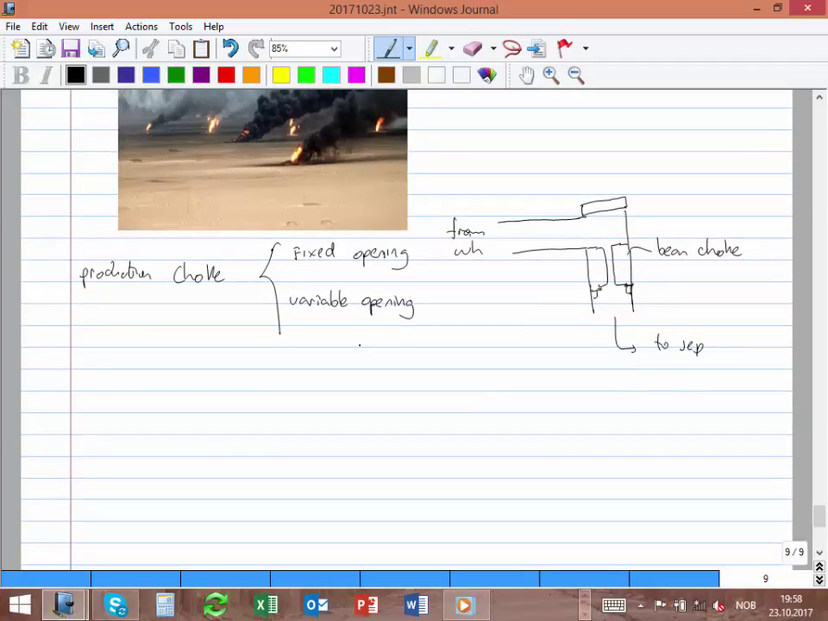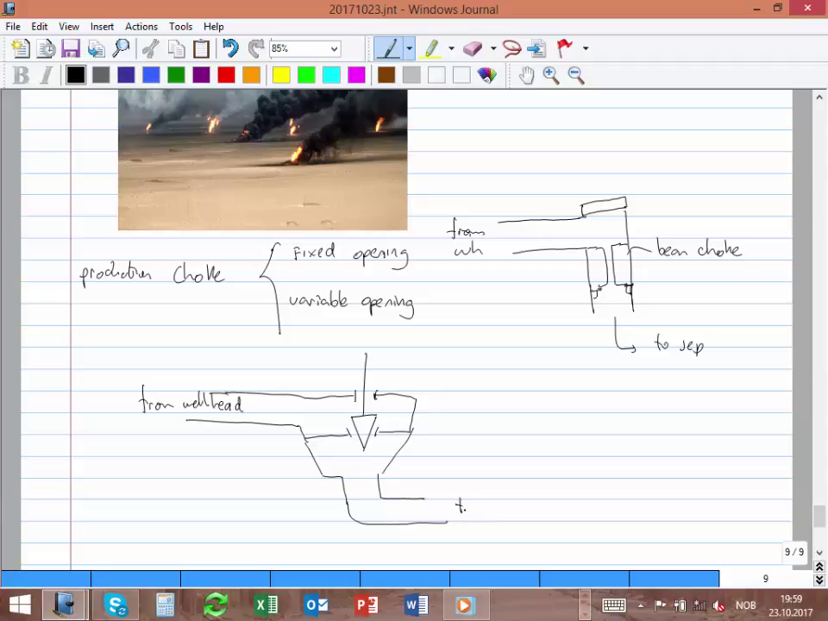And then we have a variable opening that I'm going to sketch here, but basically it looks something like that. Okay, that I can regulate from the wellhead. And that goes to the separator. I can regulate by moving the stem up and down. I can regulate the opening and I can regulate the pressure drop.